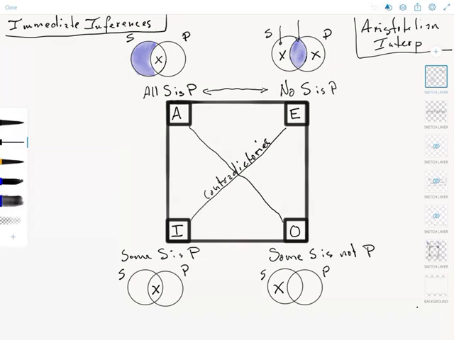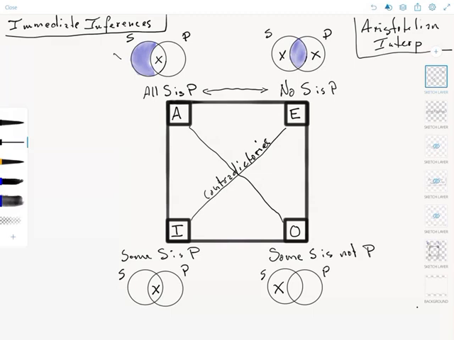In fact, if they were both false, then all we're really saying is simply that some S's are P's and some S's are not P's. That's exactly what would make both of these false. So let's think about that. If some S's are P's, then that makes it false to say no S is P, because that's where the shading is. And if some S is not P, then it makes it false to say that all S is P, because that's where the shading is for the A proposition.